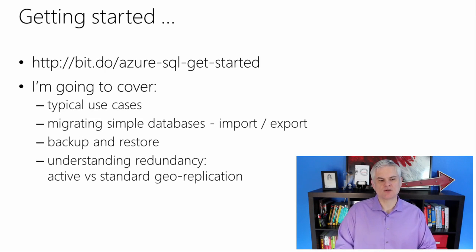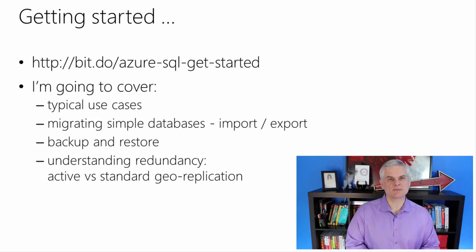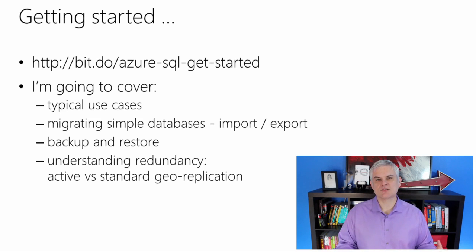In the very next module, I'll cover the typical use cases, and then beyond that, we're going to talk about some things that are a little bit outside of the normal basic course of events that you would expect to see. So things like importing and exporting databases and various migration strategies that are available to help you do that. Backing up and restoring databases. And then we're going to spend a module talking about the different kinds of redundancy that are available in Azure SQL. We'll talk about the difference between active georeplication versus standard georeplication.